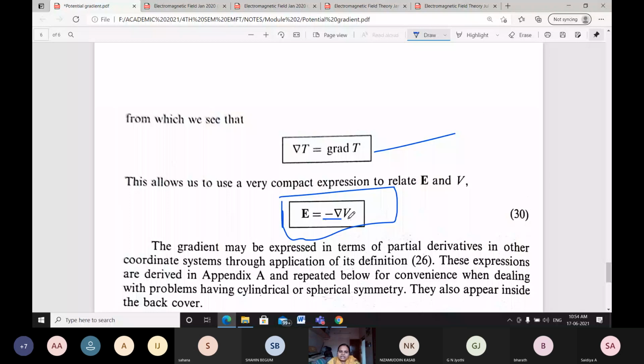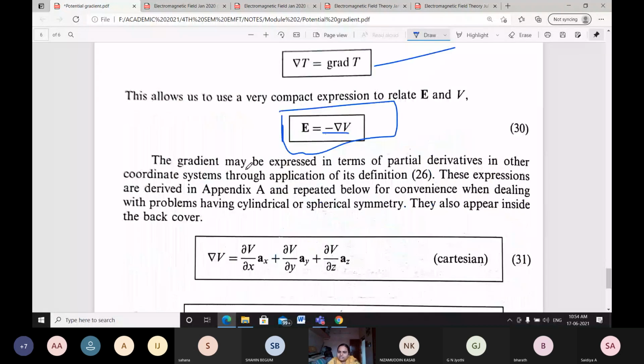Then the gradient may be expressed in terms of partial derivatives in other coordinate systems.